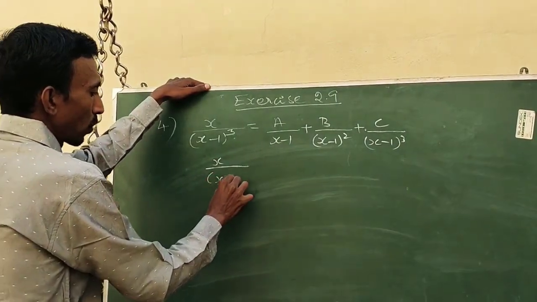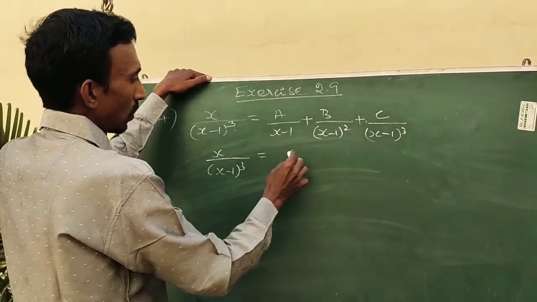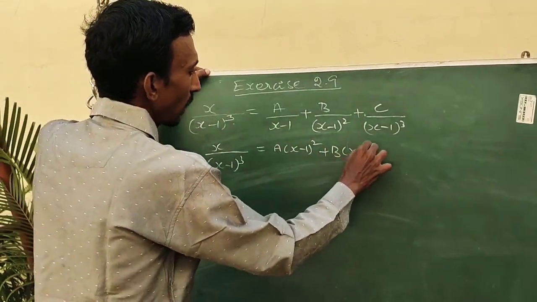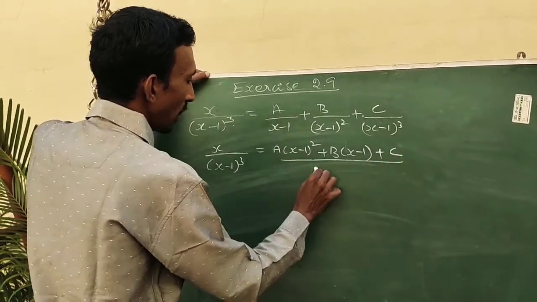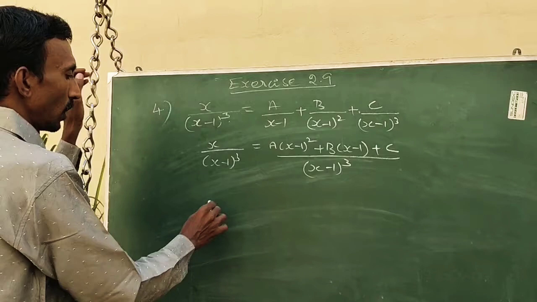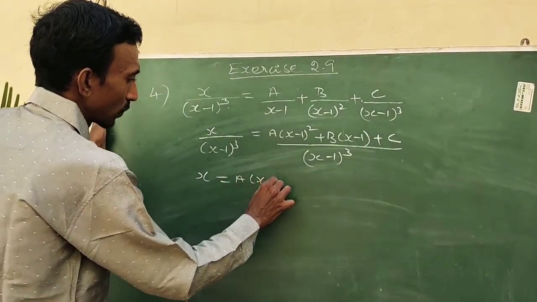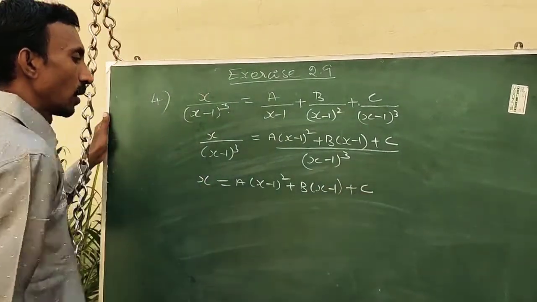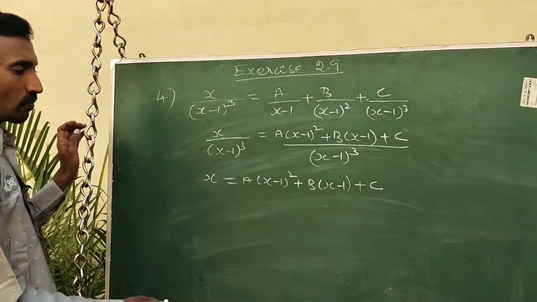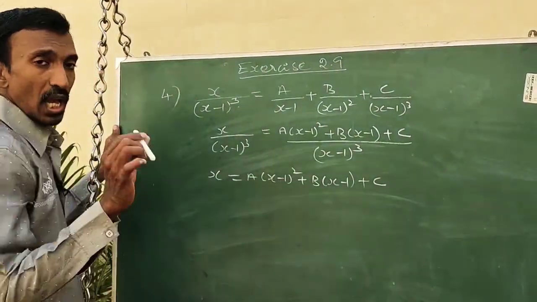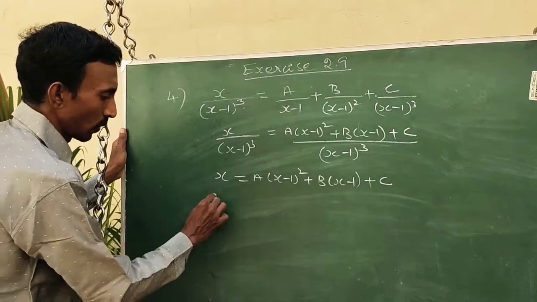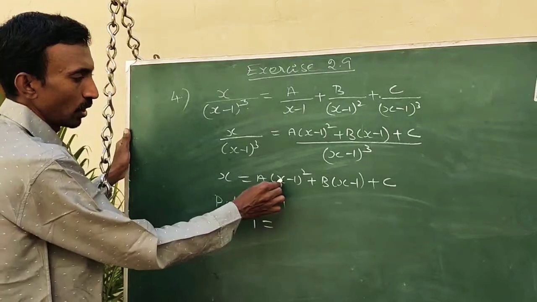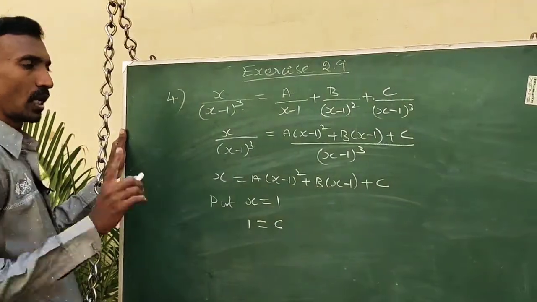So x minus 1 the whole cube equal to, so what is that, a into x minus 1 the whole square plus b into x minus 1 plus c divided by x minus 1 the whole cube. So x equal to a into x minus 1 the whole square plus b into x minus 1 plus c. Okay. So first find c by putting x equal to 1. If you put x equal to 1, both the terms become 0. Okay. Put x equal to 1. So 1 equal to 0, 0, c. So c equal to 1.